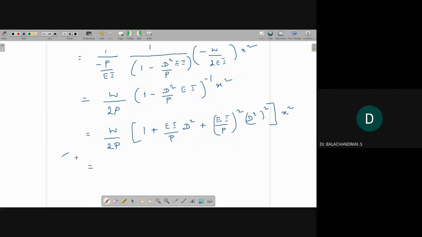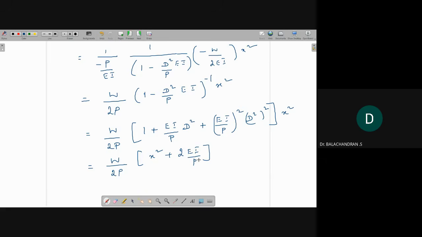Okay, now W by 2P into, okay, we got this. After the expansion, we'll get this one. So W by 2P into multiply 1 into x square. Actually, I don't need this term. This is d power 4 of x square is 0. So d square of x square is 2. So 2 times EI by P.